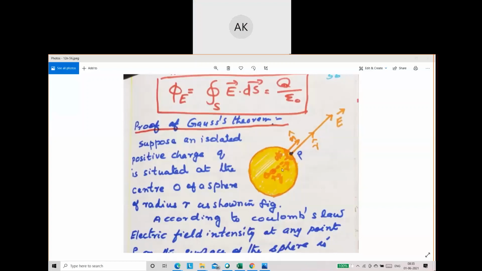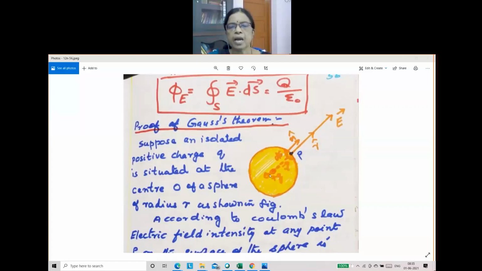By distance. What is the distance from the center to this point? Vector r, the radius r. So consider a sphere, a Gaussian surface of radius r. Then consider a small area around P.